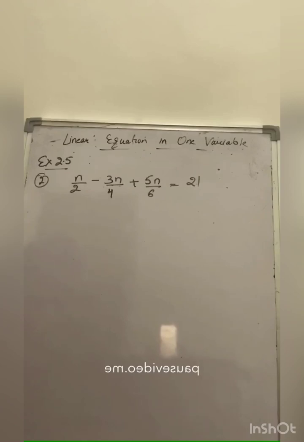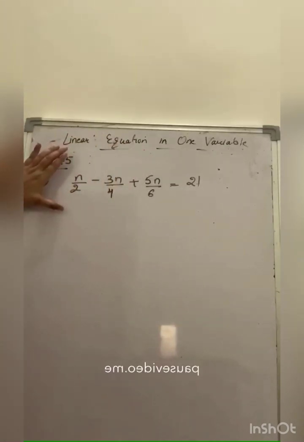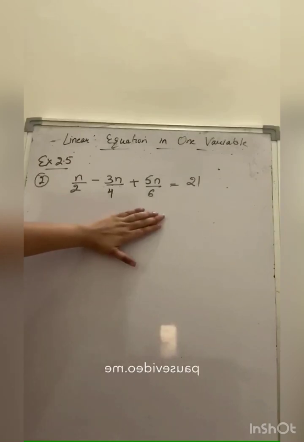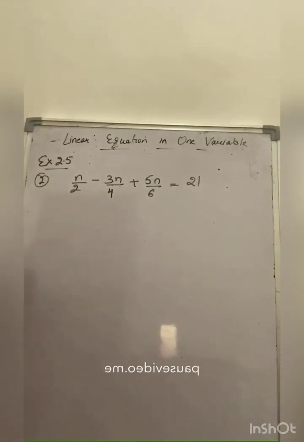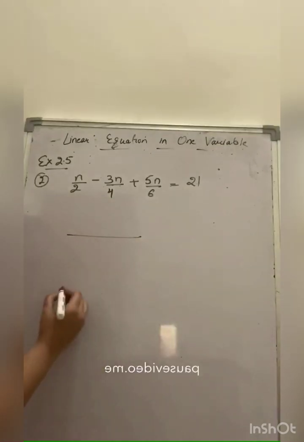Now see the second question. n by 2 minus 3n by 4 plus 5n by 6 is equal to 21. Now we can see all the terms containing the variable are on one side. Right? So what will be the next step? The next step is to take the LCM. The LCM of 2, 4 and 6.